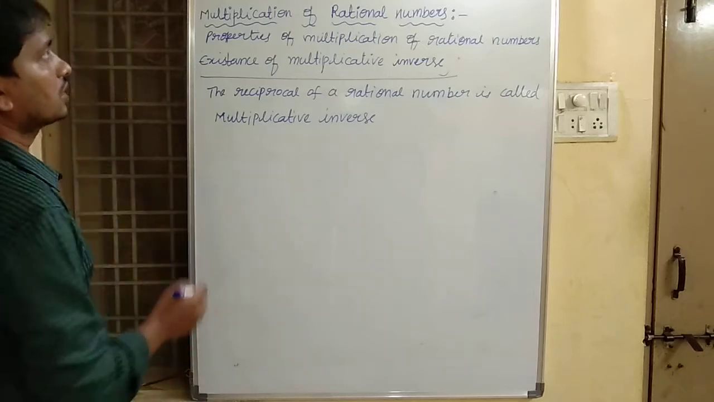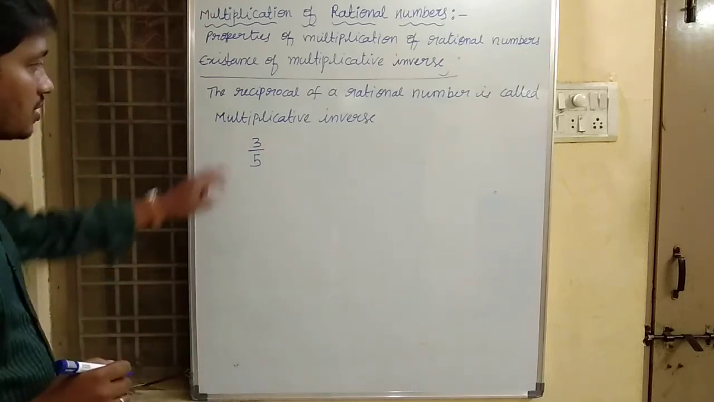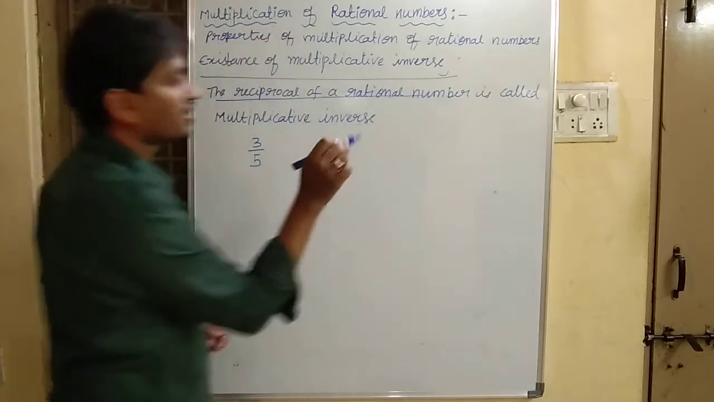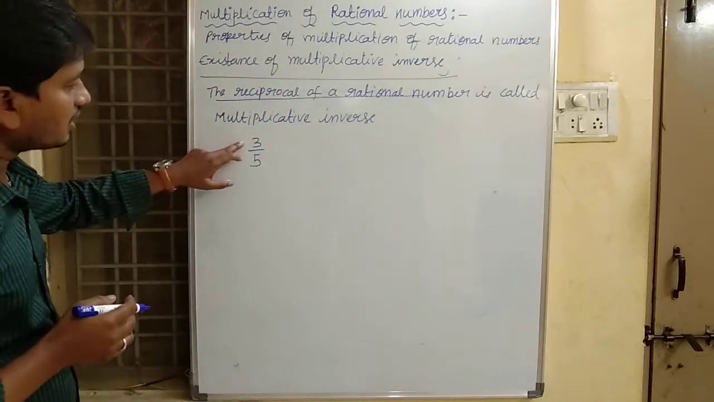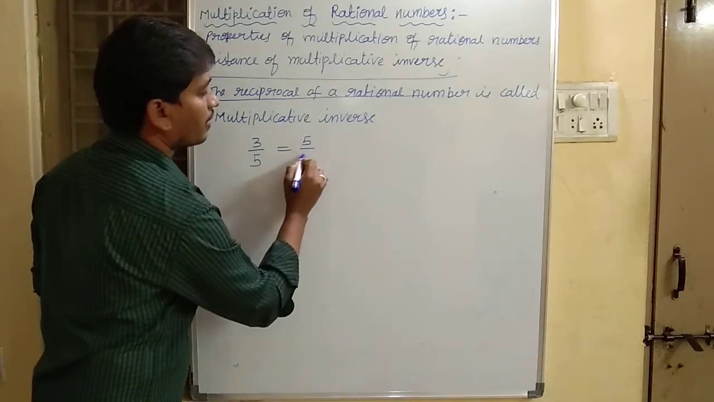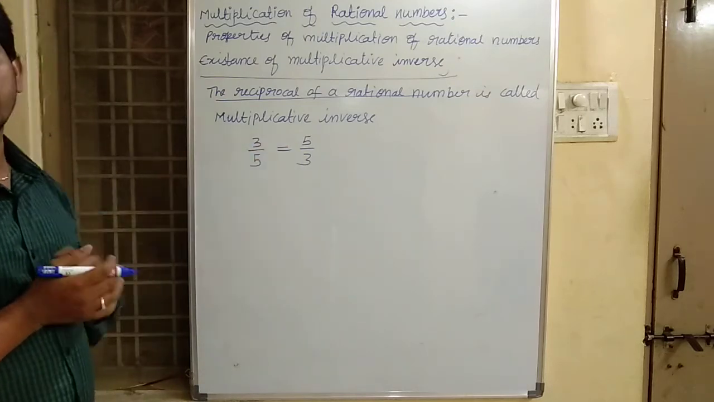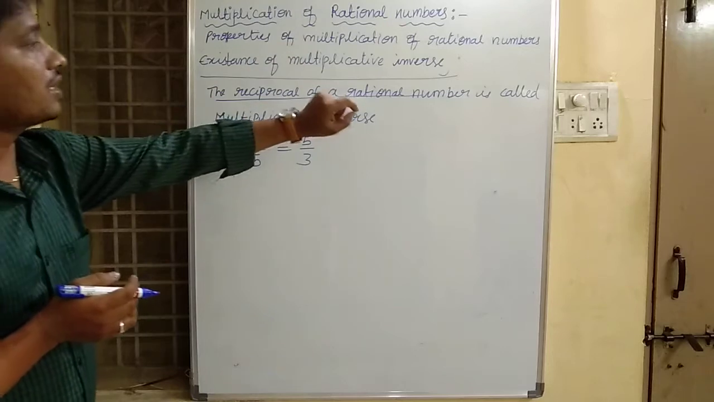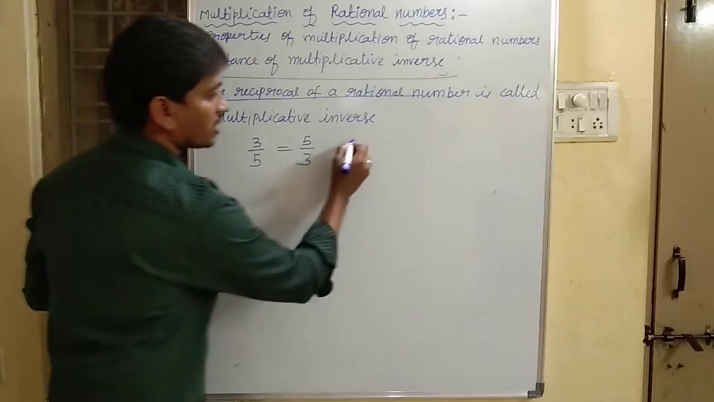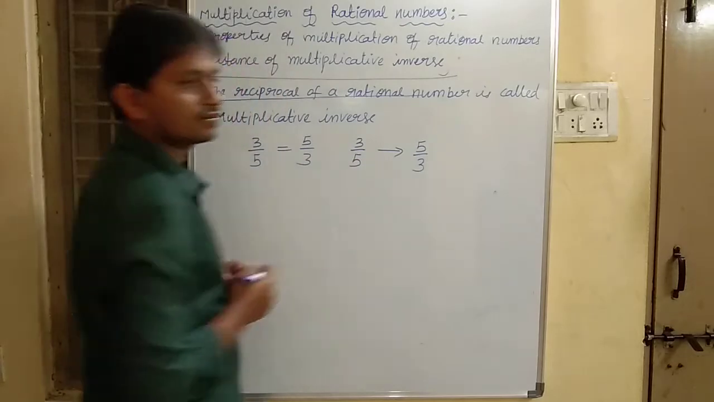Suppose consider one rational number 3 by 5. What is the reciprocal of 3 by 5? Reciprocal of 3 by 5 is 5 by 3. So the reciprocal of a rational number is called multiplicative inverse. What is the multiplicative inverse of 3 by 5? Multiplicative inverse of 3 by 5 is 5 by 3.